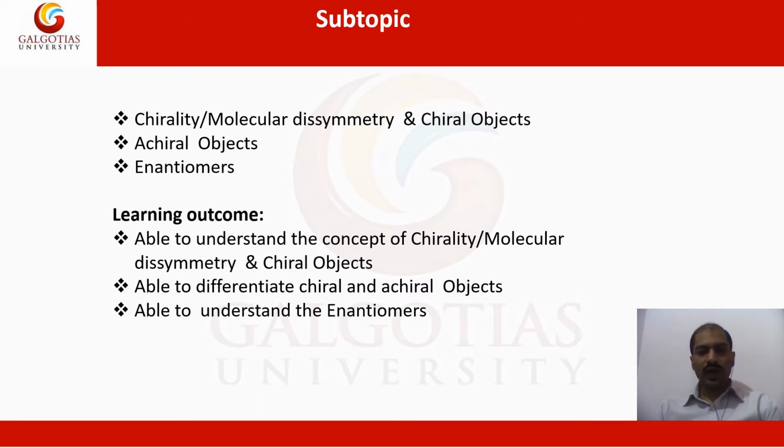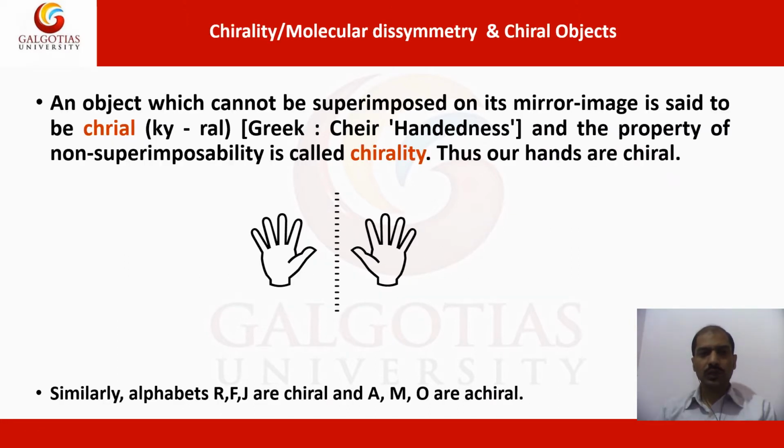You will also understand the difference between chiral and achiral objects, and will be able to understand enantiomers. So now we are going to discuss chiral and chirality.